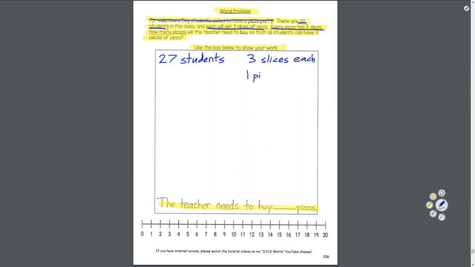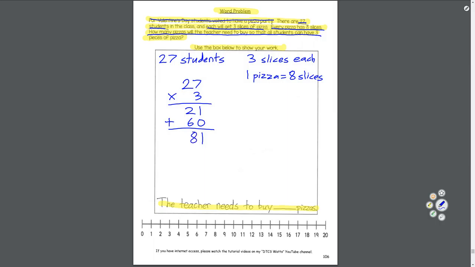So one pizza equals 8 slices. How many pizzas will the teacher need to buy? Okay, so that's all we need to know to figure it out. Now I got to do the math. Let's figure out the total number of slices. So 27 students times 3 slices each. Okay? 7 times 3 equals 21. Plus, now we'll go to the 10, so we start with a 0. 2 times 3 equals 6. We add those. 1 plus 0 equals 1. 2 plus 6 equals 8. So they need 81 slices.